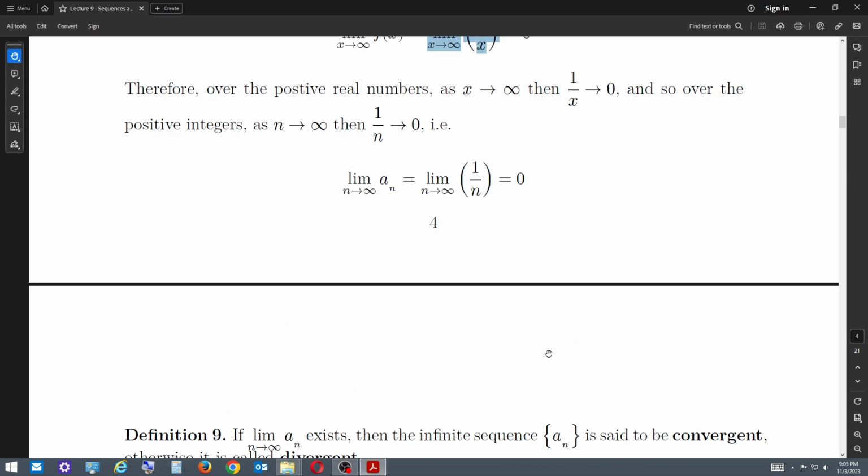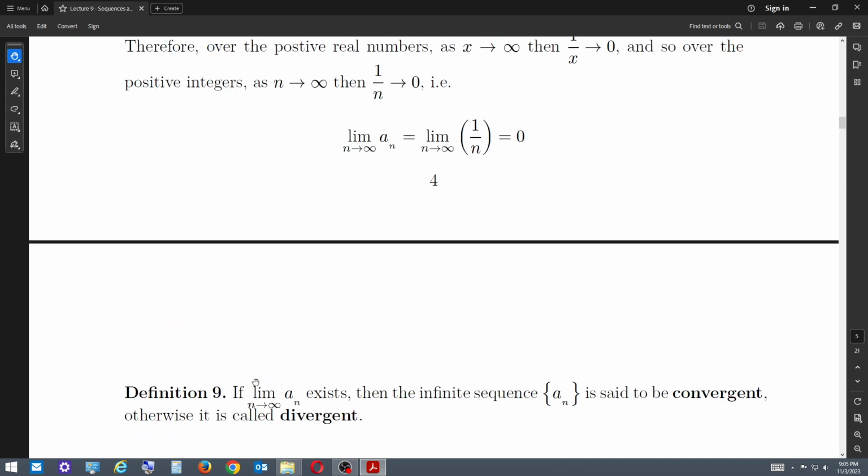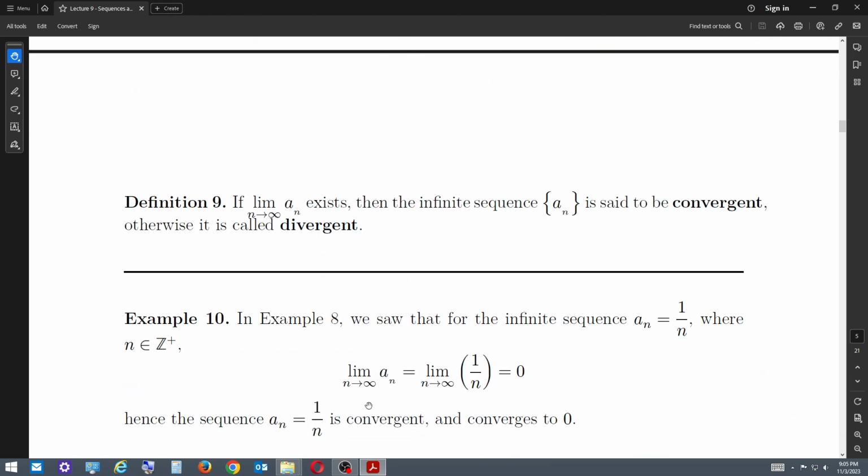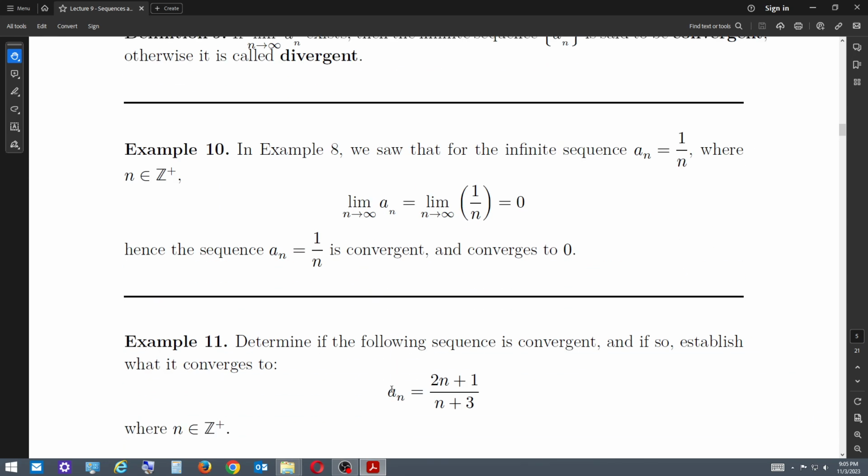Now, an important definition here. If we are able to find the limit, if it exists, then the sequence is said to be convergent and it converges to that value. If we cannot find that value, meaning if it's undefined or if it is plus or minus infinity, then the sequence is said to be divergent. The example we just saw is convergent and it converges to 0. What this means is that as n gets bigger and bigger, the terms of the sequence get closer and closer to 0. When n is a million, 1 over a million is a very small number, and as n gets bigger, it gets closer and closer to 0.